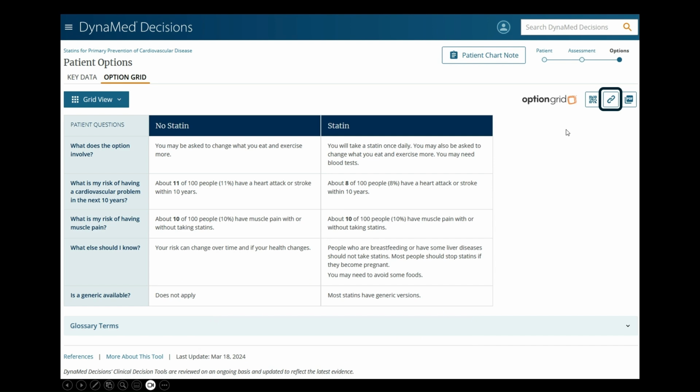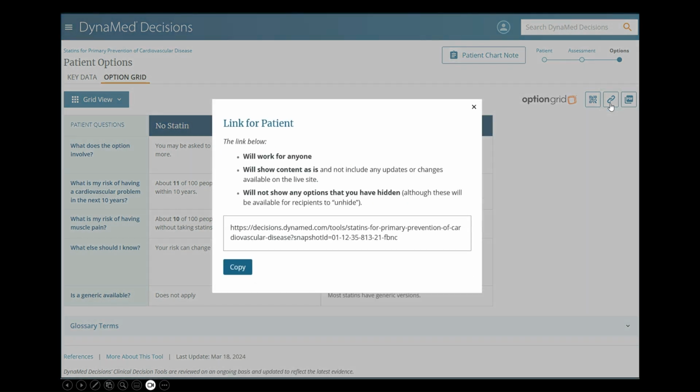There's also an option for a permalink. So if we click that, we get a permalink here. And this can be added to the after visit summary or sent via the patient portal, things of that nature, to facilitate review of this content after or even before the visit if the use case is appropriate, all the while with the expectation that the patient will review this information with the clinician as part of making this decision.